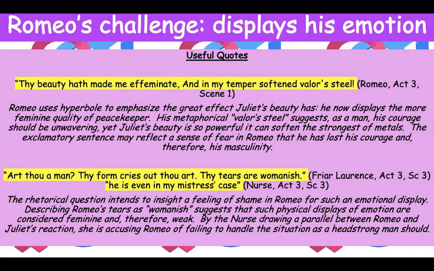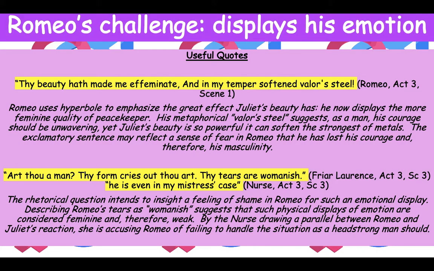Romeo challenges this. He wears his heart on his sleeve. He definitely displays a lot of emotion, especially emotion in terms of love. And he's aware of this as well. He says in Act 3, Scene 1, when he doesn't fight Tybalt to begin with, "Thy beauty hath made me effeminate, and in my temper softened valour's steel." Romeo uses hyperbole to emphasise the great effect Juliet's beauty has. He now displays the more feminine quality of peacekeeper. So he's unable to have this fight with Tybalt, and he thinks it is Juliet's fault. She has made him less masculine.